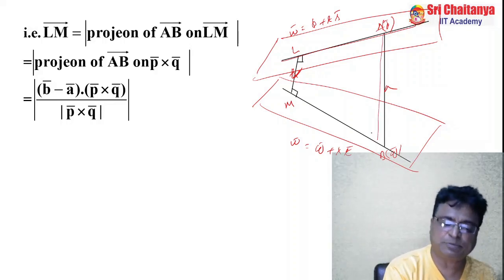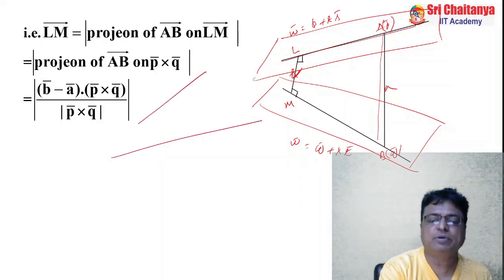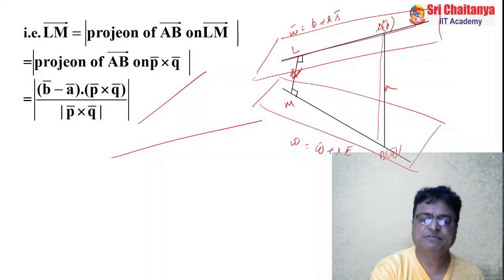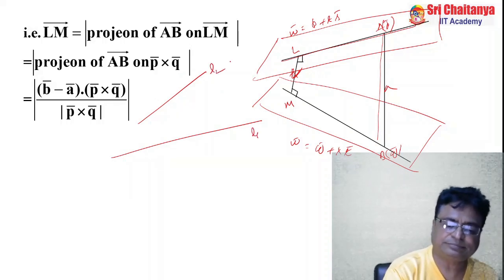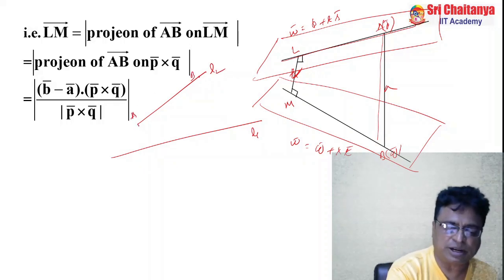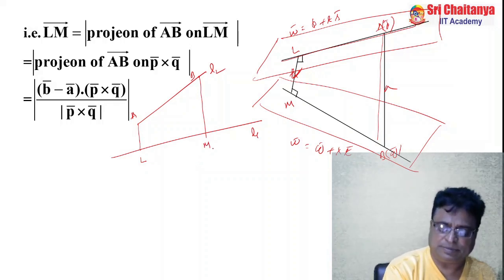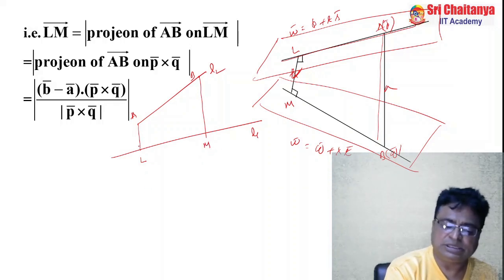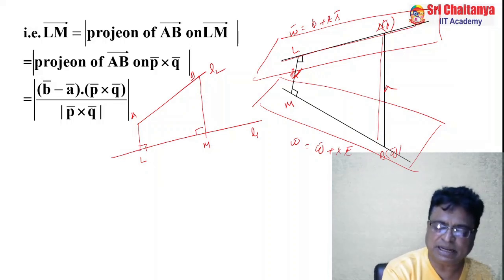So what is projection? Suppose this is a line given to me and this is a line. So far we have discussed the projection of a vector on another vector. Suppose this is line L1 and this is line L2. Suppose this is a segment AB. How to find the projection? You draw a perpendicular from A onto this line, let it be L. You draw a perpendicular BM from this point onto this line. Then the segment LM is called what?